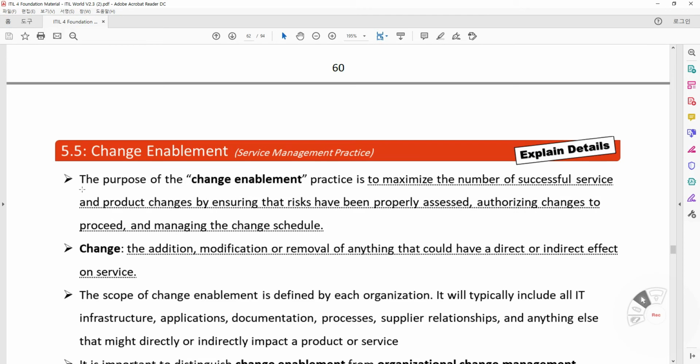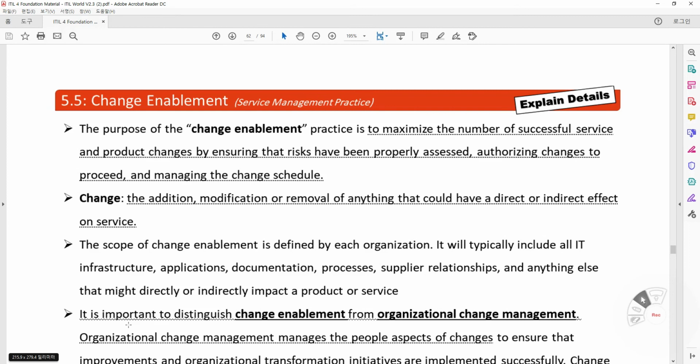Change enablement. The purpose of the change enablement practice is to maximize the number of successful service and product changes by ensuring that risks have been properly assessed, authorizing changes to proceed, and managing the change schedules. A change is the addition, modification, or removal of anything that could have a direct or indirect effect on a service. The scope of change enablement is defined by each organization. It will typically include all IT infrastructure, applications, documentation, processes, supplier relationships, and anything else that might directly or indirectly impact a product or service.